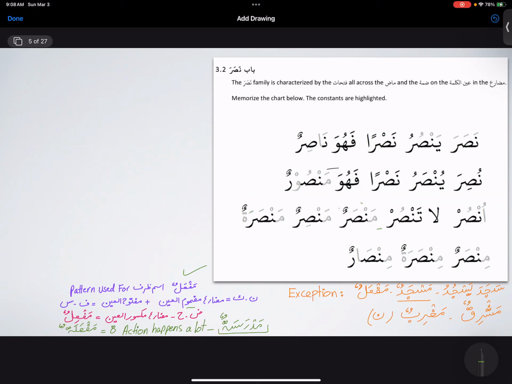The same we have mashrikun or maghribun. They both belong to bab nasara. Sharaka yashruku, gharaba yaghrubu, right? But we don't say mashrakun or maghrabun, rather we say mashrikun and maghribun. So these are exceptions.